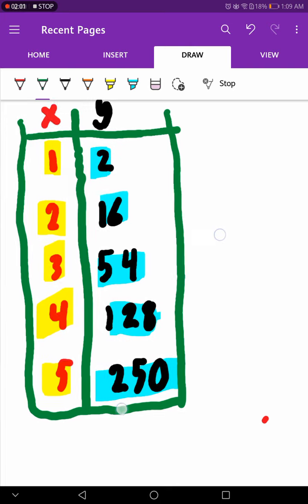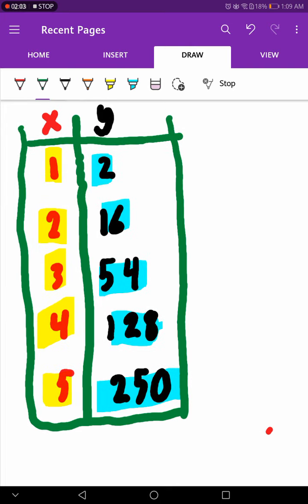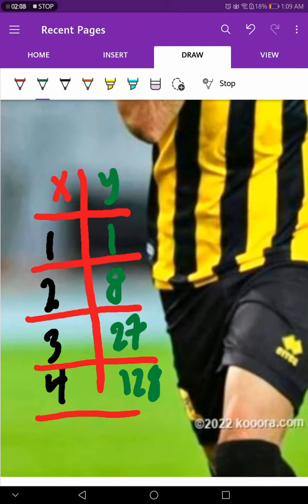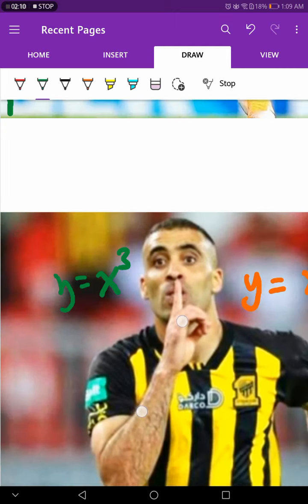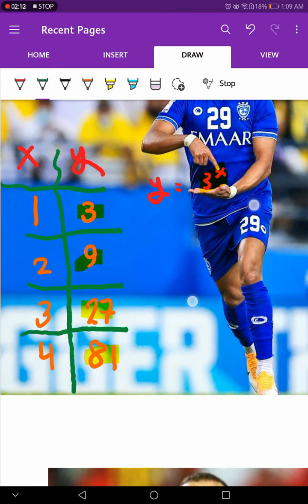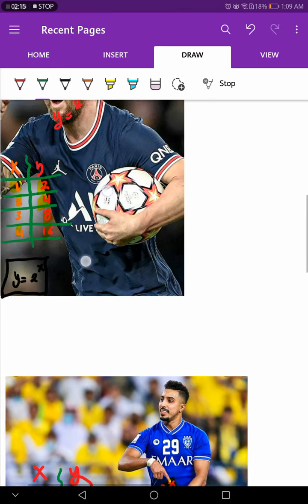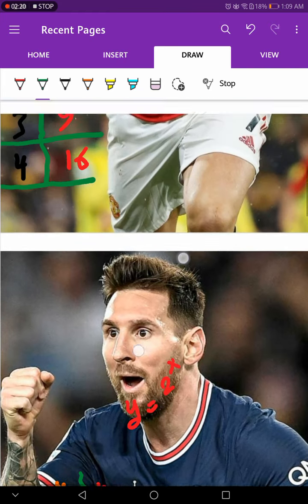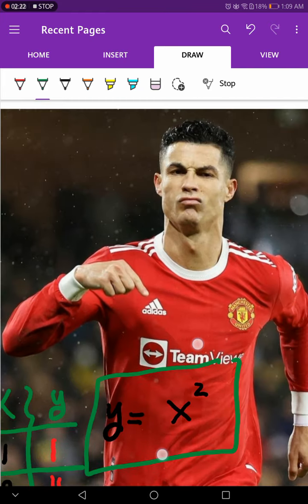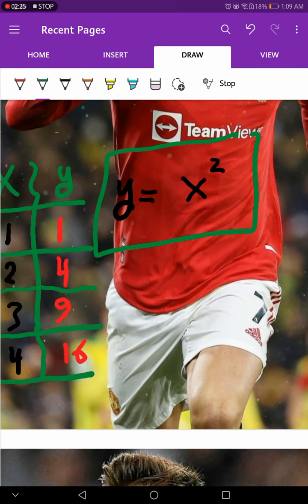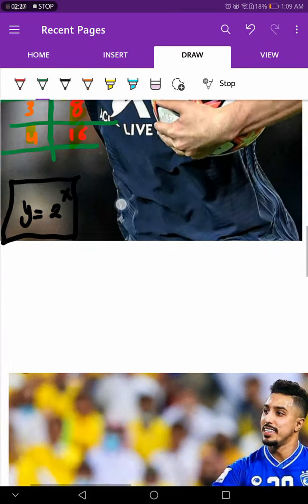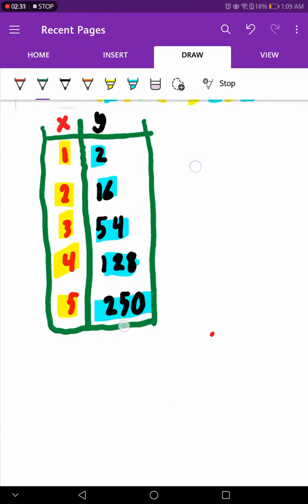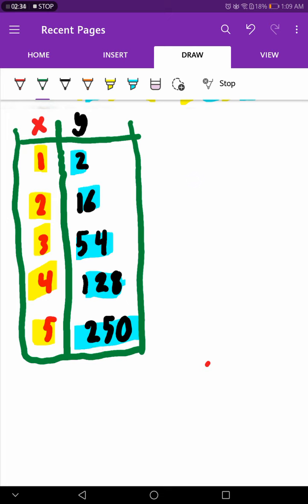In this table, you cannot see the Hamdallah pattern, 1, 8, 27, 64, or the Salm al-Dosari pattern, 3, 9, 27, 81, or the Messi pattern, which is 2, 4, 8, 16, and you cannot see the Ronaldo pattern, 1, 4, 9, 16. But if you don't see the pattern directly, you have to do one step.